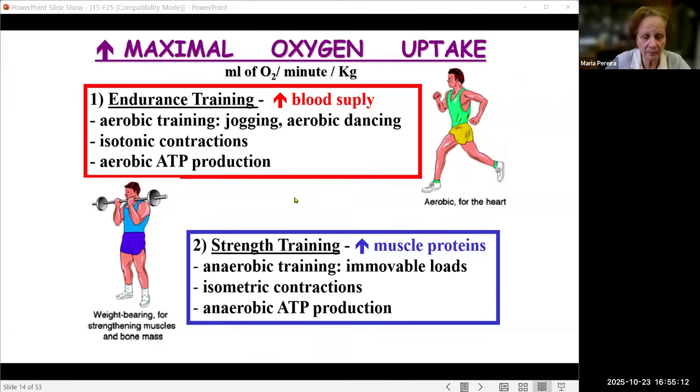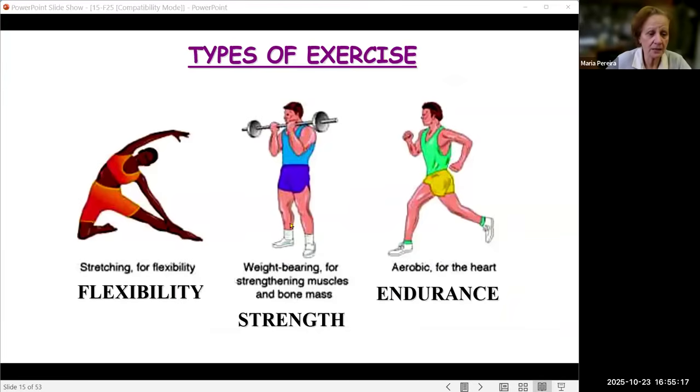Okay, so you have these two types of exercises, and you know what the aim is, the goal is. And there's also a third type of exercise, which is flexibility, which is very, very important for the ligaments. You want to prevent the ligaments from rupturing, so you want to preserve their elasticity. Like, I can barely touch my shoulder. I should do more exercises for my ligaments to allow me to move my neck.